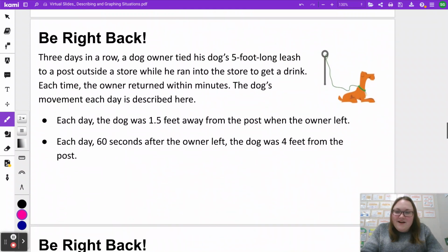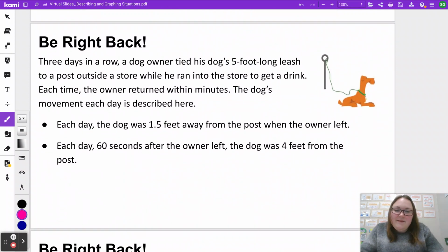The second part of this lesson is all about this story about a dog being tied to a post. With this story, we're going to be actually creating different graphs to go with these and then answering some questions related to what we've been learning about functions. I encourage you, go ahead, pause the video here to read through the story and then come back to see some of the questions we're going to do with the story.